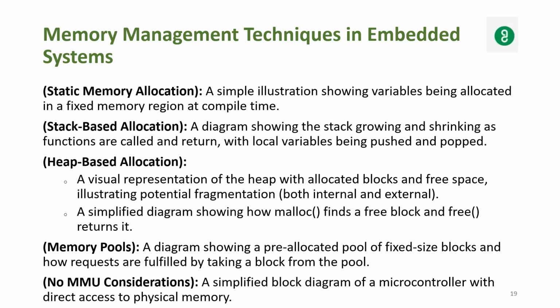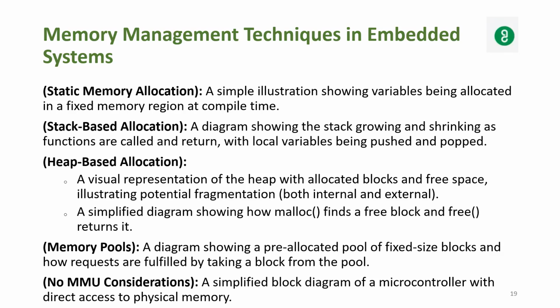Stack-based allocation. It grows or shrinks as a function is called and returns, with local variables, while pushing and popping. So the basic operations used in stack-based allocation are the push operation and the pop operation. If it is a push operation, the data is stored, that is, moved into the stack, and if it is a pop operation, the data is moved out of the stack.